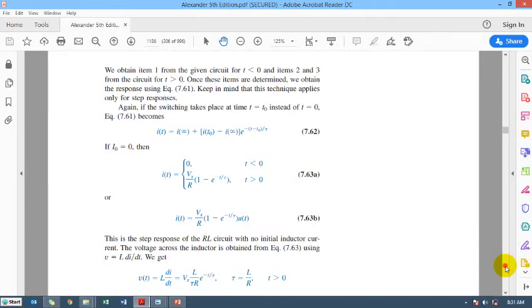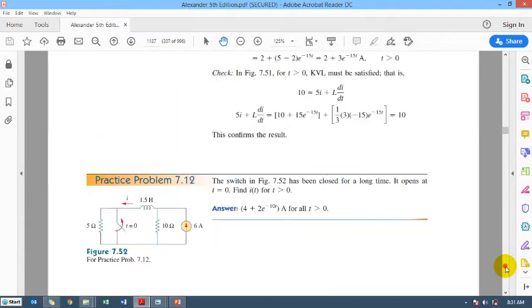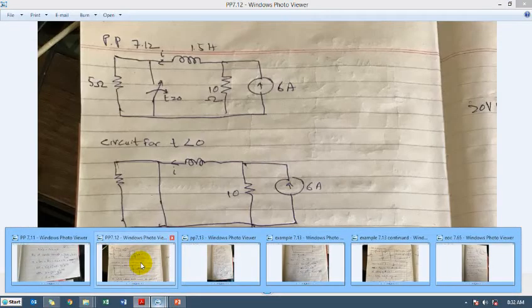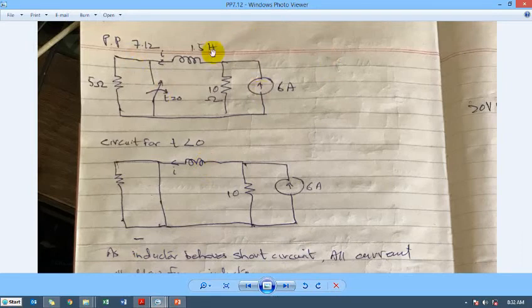So I solve for you practice problem 7.12. So this is the circuit. This is the switch which goes on at t equal to 0. So I will just show you the resolution. This is the 7.12 practice problem, the original circuit.